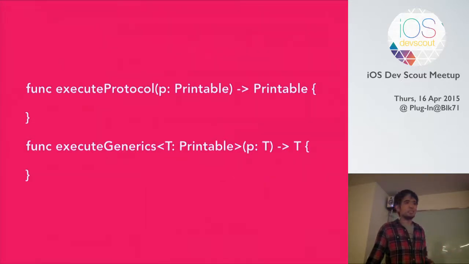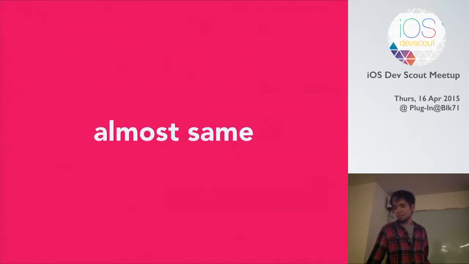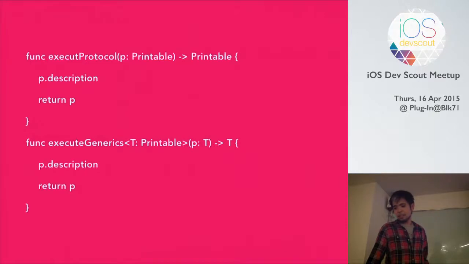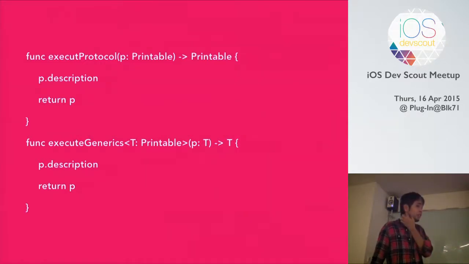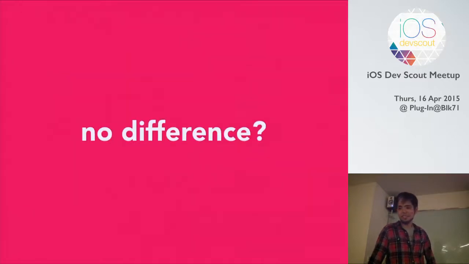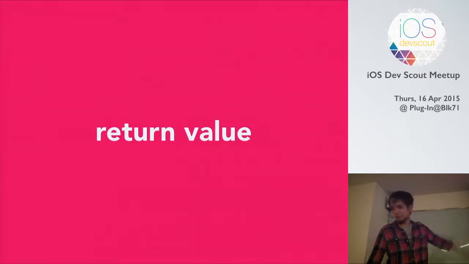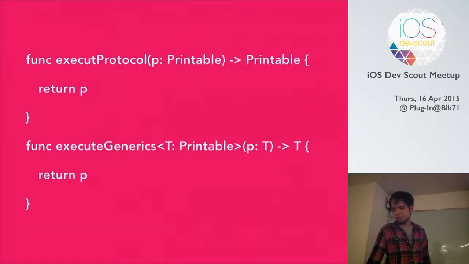It looks almost the same, right? Because in these functions, you can get only description from p, because p is the Printable protocol in the first function. And also in this function, T only conforms to the Printable protocol, so you can only get description from p. So it looks like there's no difference, right? But actually, there is a difference. So take a look at the return value. Up here.